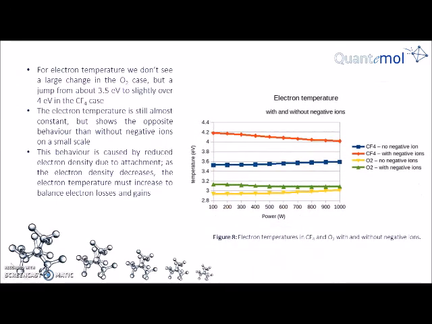In terms of electron temperature, shown in figure 8, we do not see a large change in the O2 case, but a jump from about 3.5 eV to slightly over 4 eV in the CF4 case. The electron temperature is still almost constant, but this shows the opposite behavior than without negative ions on a small scale. It shows a small decrease instead of a small increase. This behavior is caused by the reduced electron density due to attachment. As the electron density increases, the electron temperature must increase to balance electron losses and gains.